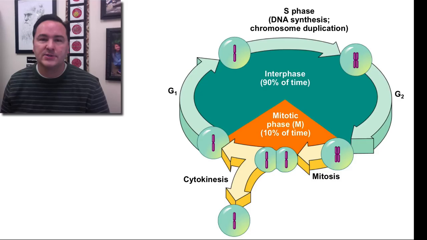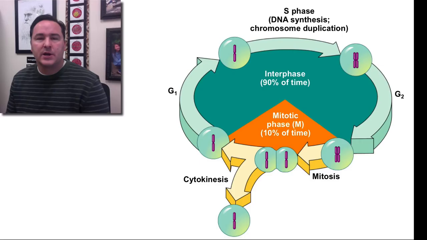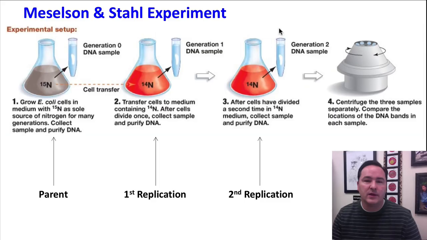So for the rest of this lecture, I want to talk about how chromosome duplication is carried out. And to do this, we're going to go back historically and look at one of the major experiments that discusses how this was figured out. So here is what we call the Meselson and Stahl experiment. Those are the last names of the investigators who looked at that.